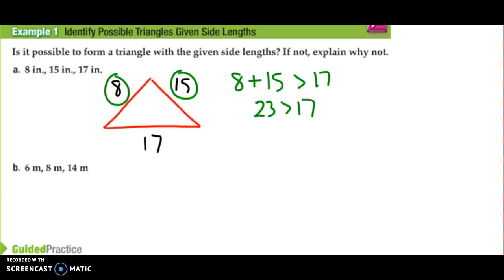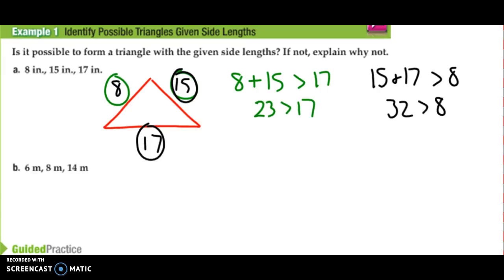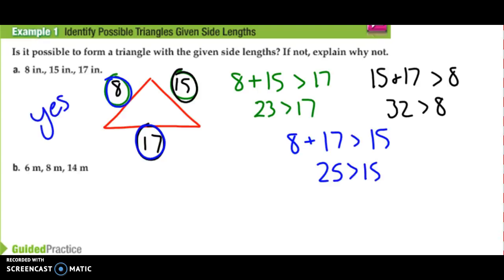It also says, though, that 15 plus 17 should be greater than 8. Well, 15 plus 17 is greater than 8 because that adds up to 32, which is greater than 8. And then finally, the last one is 8 and 17 should be greater than 15. Well, 8 plus 17 is 25, which is greater than 15. So does it work for all of them? The answer is yes, this is possible.